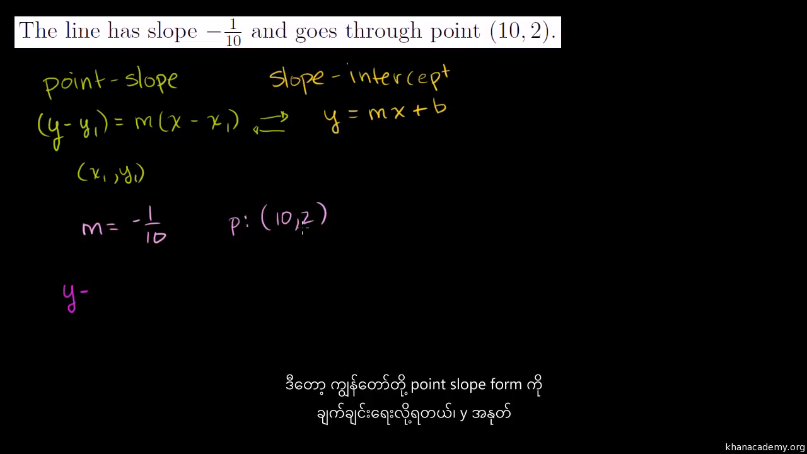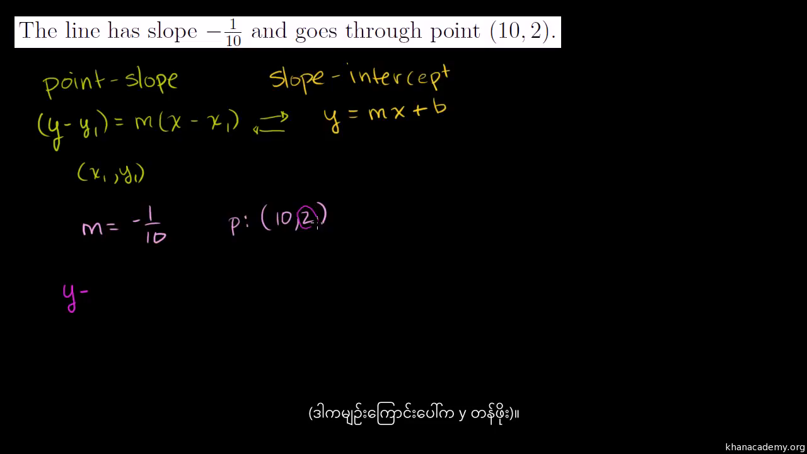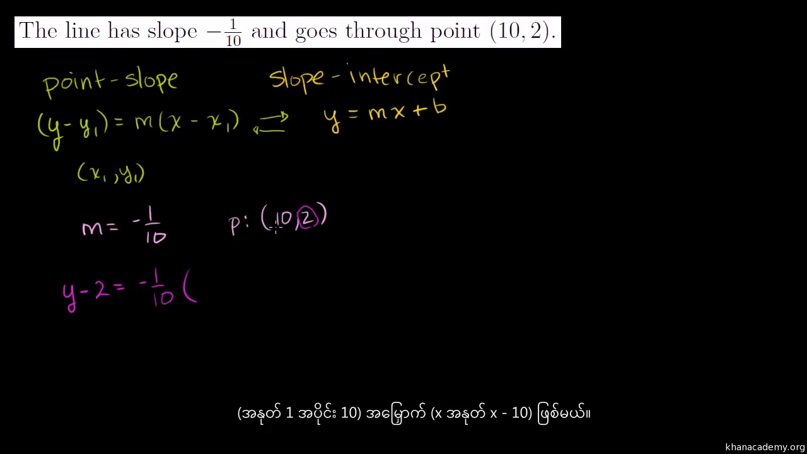y minus, this is a y value that's on the line, so y minus 2 is going to be equal to the slope, -1/10, times x minus an x value, times x minus 10. Just like that, and we're done. We just put it in point-slope form. There are two things I want to point out to you: why this makes sense, and that this is equivalent to slope-intercept form.